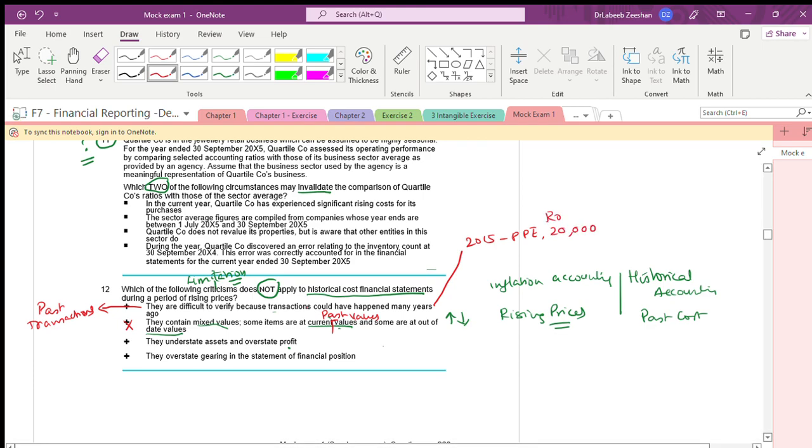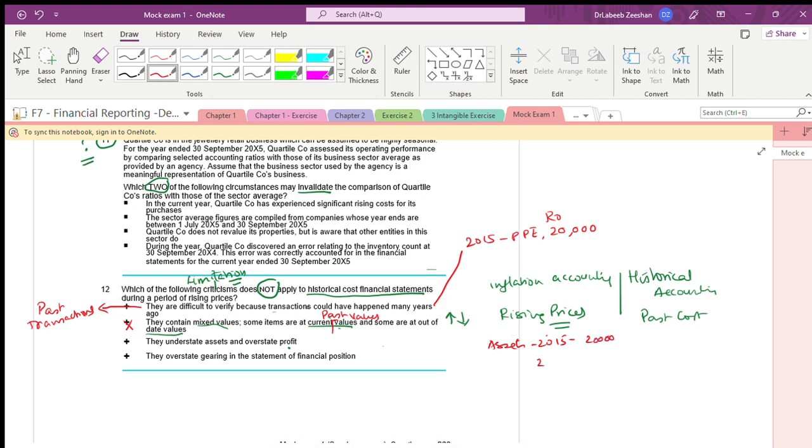This happened somewhere in 2015. Inflation accounting is the current prices. If there is inflation accounting, what will happen? It will take into consideration mixed values, opening value, closing values. Because of mixed values, what will happen? See, one asset has been purchased in 2005 for 20,000.